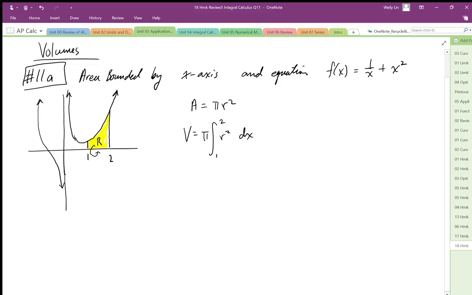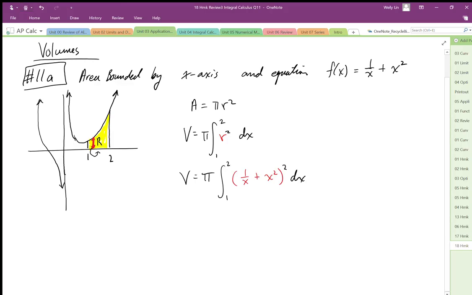The r value is going to be the distance from the x-axis to that line. That means the height of that line, or the y value, represents the radius of that circle. So we end up with pi times the integral from 1 to 2 of r squared. R is that height of the line, which we're going to replace with 1 over x plus x squared. And then we're going to square that and multiply that by dx.